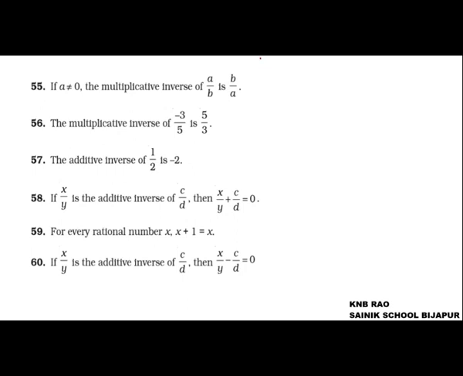56th, true or false type. If A is not equal to 0, the multiplicative inverse of A by B is B by A. So this is true. Next, the multiplicative inverse of -3/5 is 5/3. Multiplicative inverse of negative number supposed to be negative here, but it is shown as positive. The additive inverse of 1 by 2 is minus 2. Additive inverse, just a change of sign, but he has given reciprocal. It is also false.